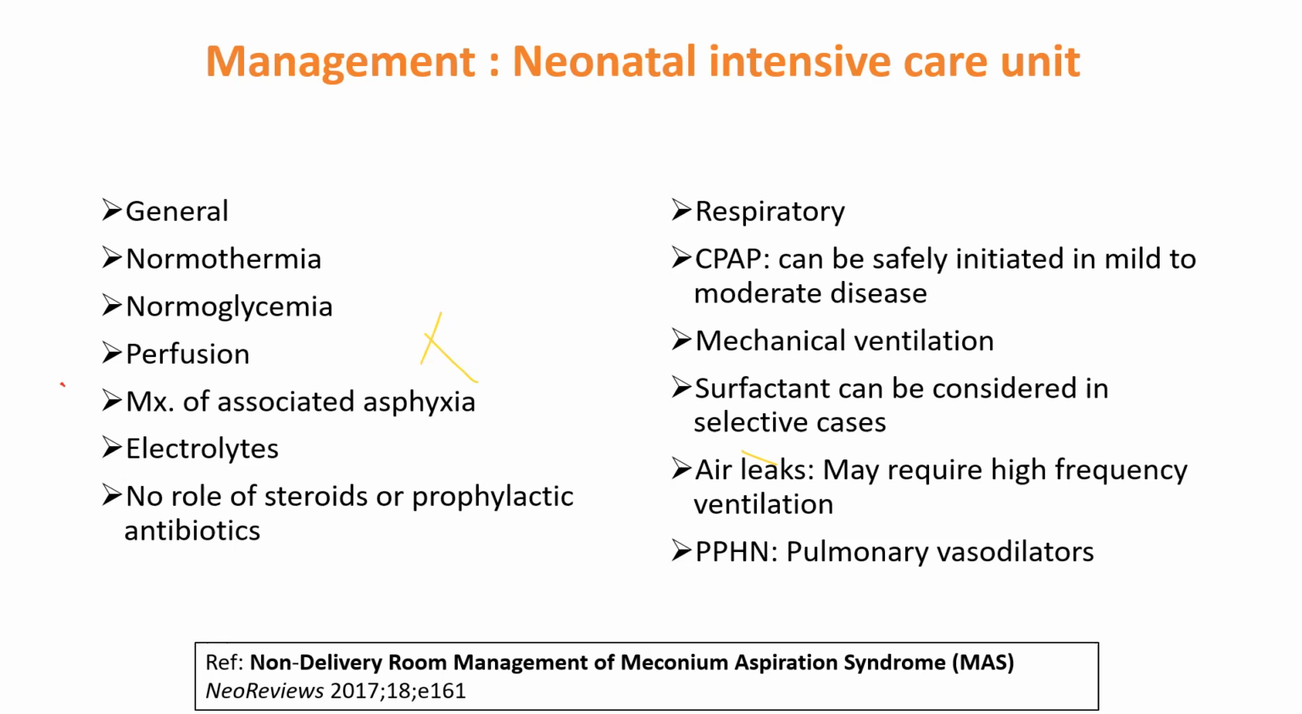In respiratory management, we can start CPAP in milder cases. Otherwise, if the CPAP fails, we have to go for mechanical ventilation. Surfactant can have a role in selective cases where there is a homogeneous whiteout appearance, small air leaks can be managed by high frequency ventilation, and the PPHN requires pulmonary vasodilators.